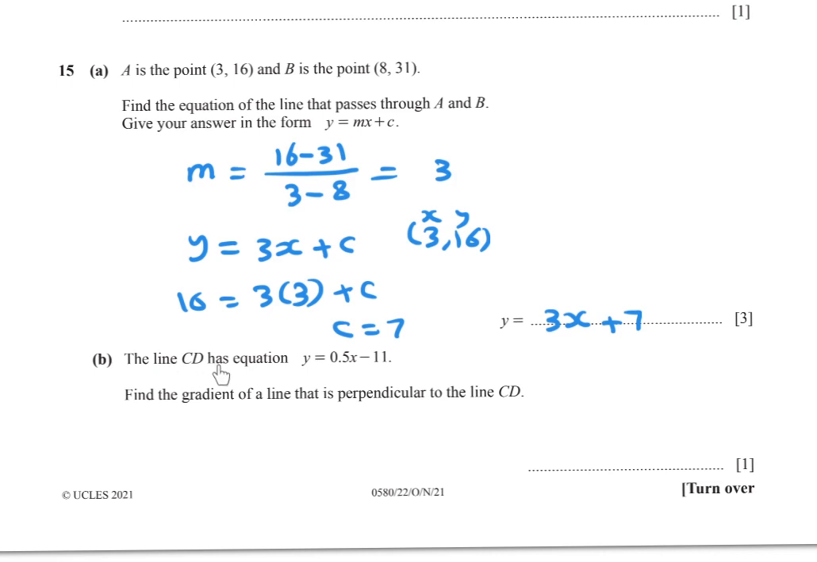B. The line CD has equation y equals 0.5x minus 11. Find the gradient of the line that is perpendicular to the line CD. The gradient of the line CD is 0.5. So the gradient of the perpendicular is the negative reciprocal. First, 0.5 means 1 over 2, so the reciprocal of 1 over 2 is negative 2. So the gradient of the perpendicular is negative 2.